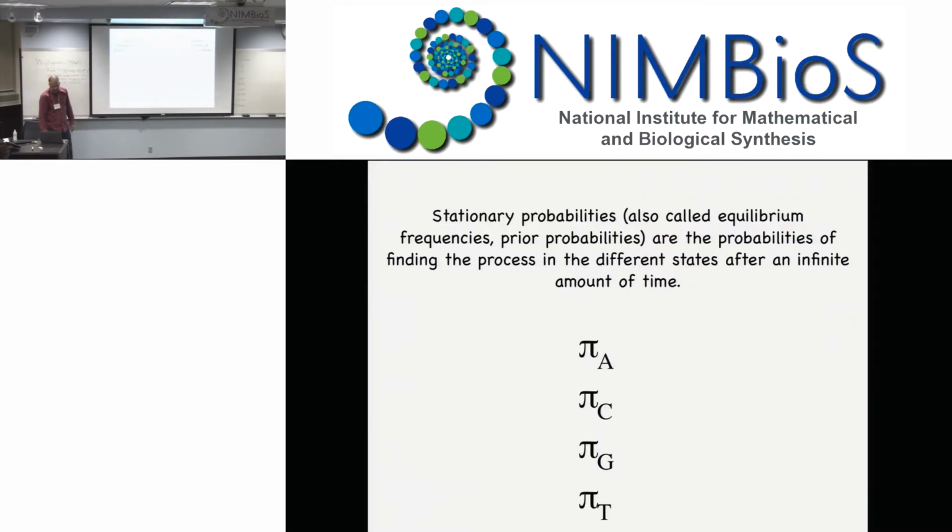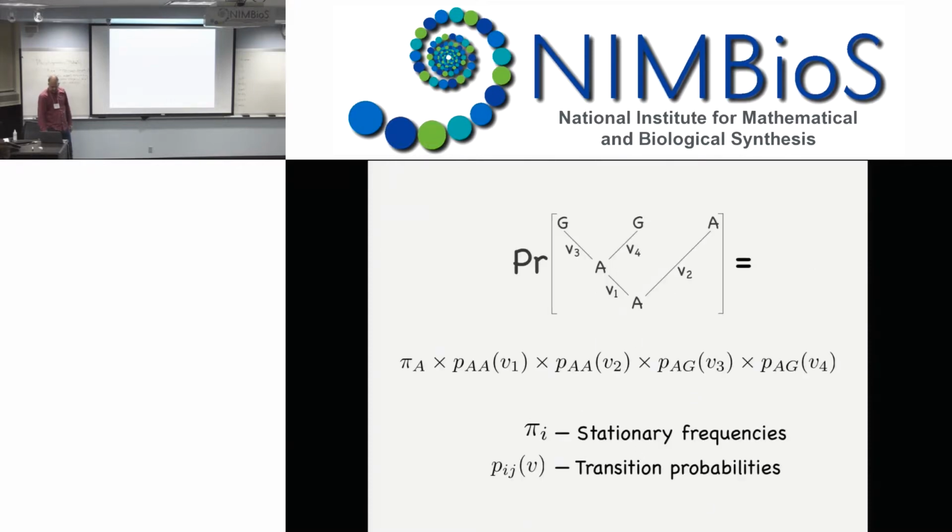Okay, so the stationary probabilities, and they have some other names that they're often used in the literature. The probabilities of finding the process in some state after an infinite amount of time, and the symbols we typically use are A, C, G, and T, and for the rate matrix I was showing you guys earlier, they happen to be 0.4, 0.3, 0.2, and 0.1.